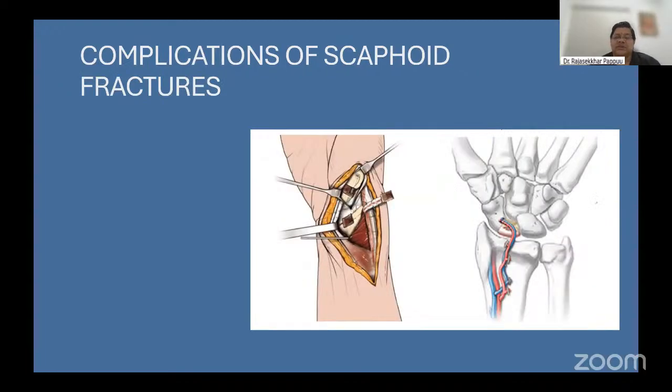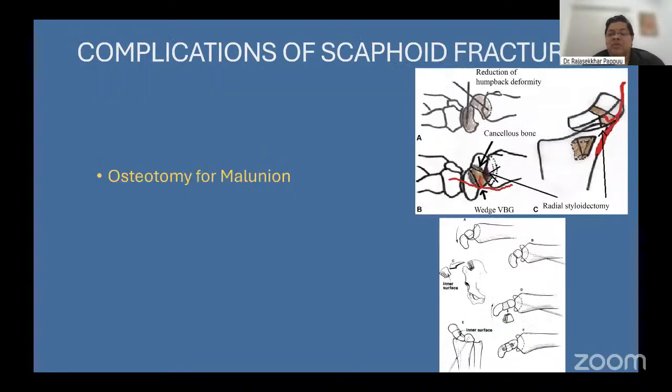But when there is arthritis, you have to decide how severe the arthritis is. If the arthritis is severe, you have to do a proximal pole scaphoidectomy, and you do a perilunate intercarpal fusion, like the scaphoid being fused with the trapezoid and capitate bone. That will give some stability to the wrist.